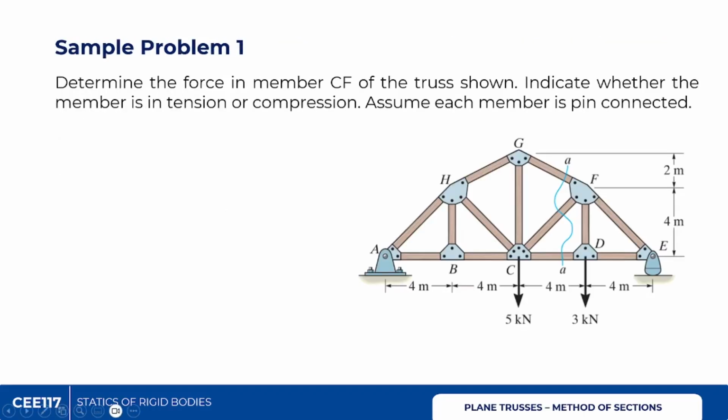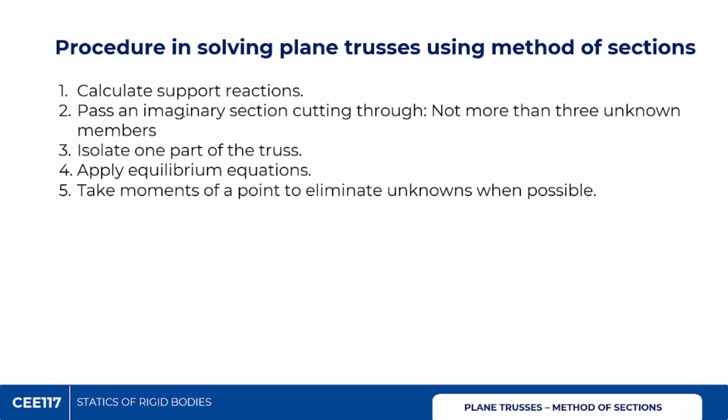Okay? Then what will be our procedure? First, you need to calculate the support reaction. Find the zero force members first. Once you have found them, you can start calculating the support reactions. Then after which, pass an imaginary section cutting through not more than three unknown members. Isolate one part of the truss depending on what you are asked to find.